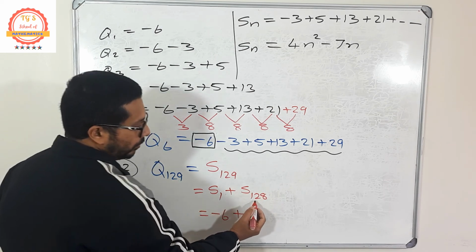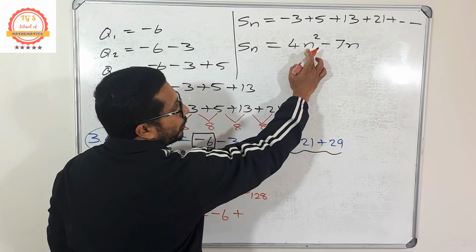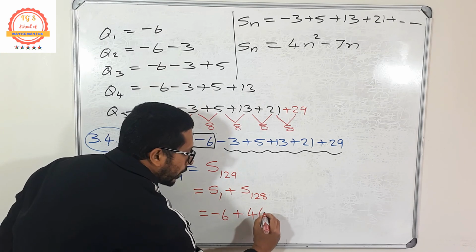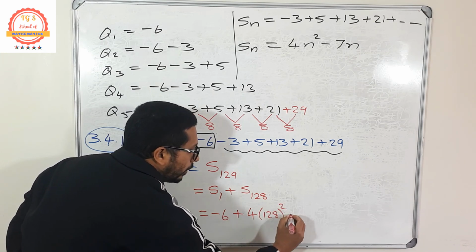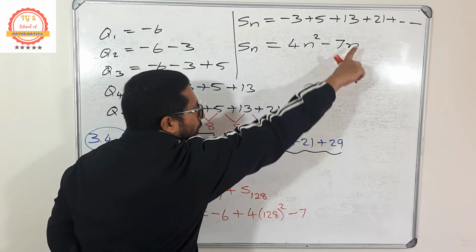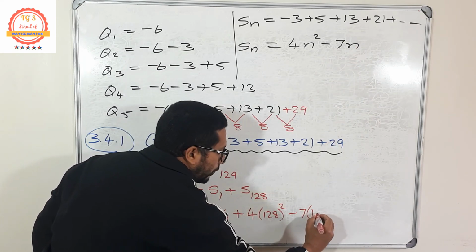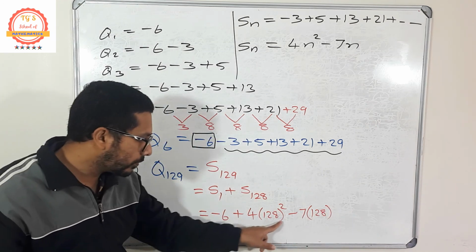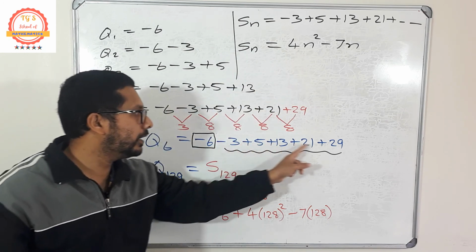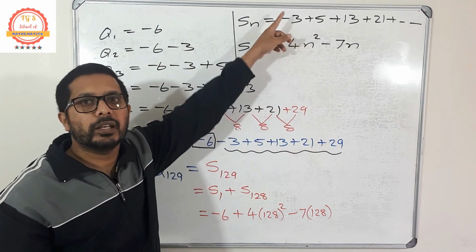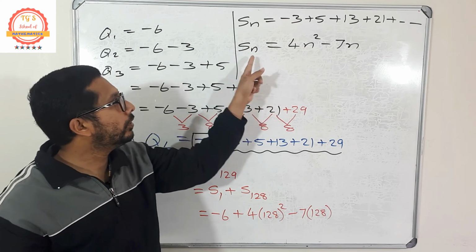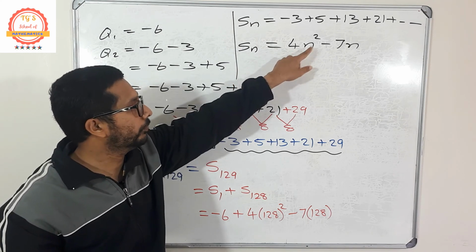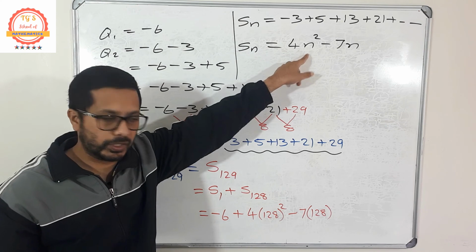So we can substitute the value of n as 128 in this one. Look at this one, 4 into n square. What is our n? 128 square, minus 7 into n. What is our n? We have to find the sum of the first 128 terms. How do you get this one? We know that this series is the same as our Sn, and we have an expression for that one. So if you want to find the sum of the first 128 terms, you have to substitute the value of n as 128. So that is this one.